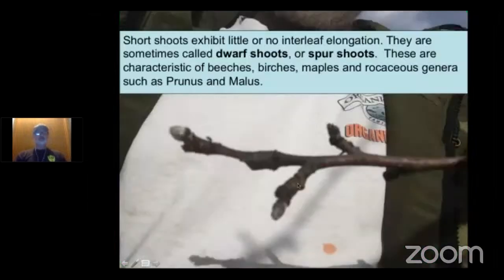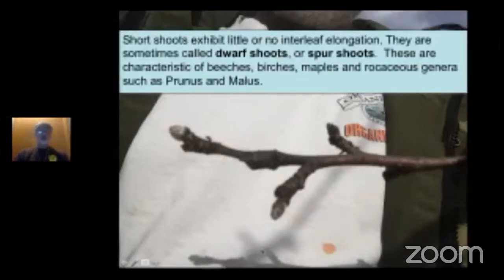Now, short shoots show little elongation in the internode, in between the different leaves. They're sometimes called dwarf shoots or spur shoots, especially in apples and pears. They're called fruit spurs. This is a fruit spur on apple, and you can just see how it's got these complete annual rings from the stem only elongated a quarter of an inch, a quarter of an inch, a quarter of an inch. Very short elongation, whereas the long shoots will go much longer. Very characteristic of the Malus species, apples.